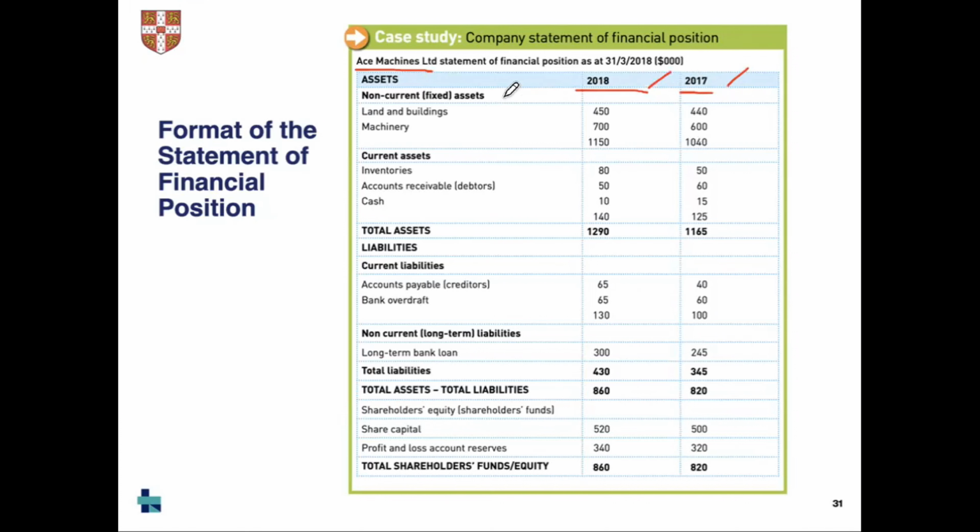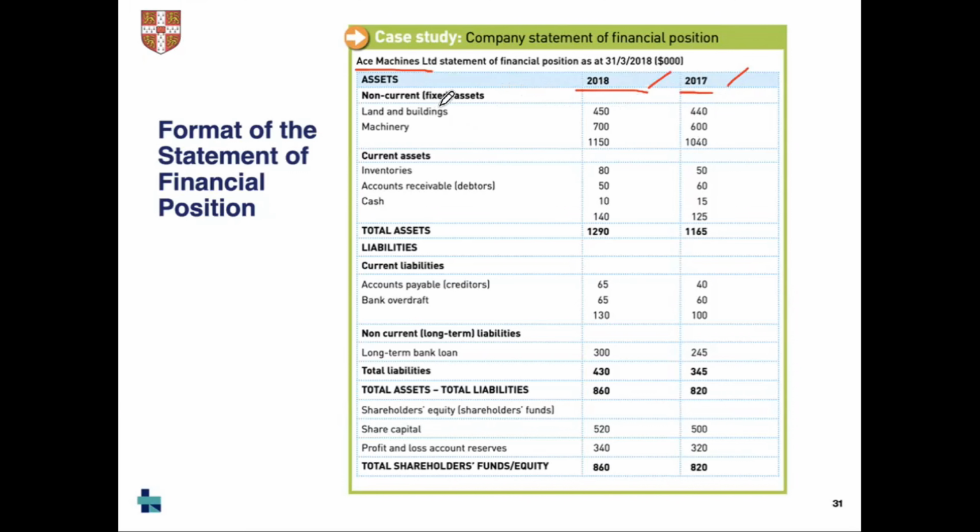So you can see that the non-current assets or the fixed assets are listed. Land and machinery are listed, and their values are given. It was 440 in 2017. It's 450 in 2018. That's the value of land. And then we have the value of machinery.